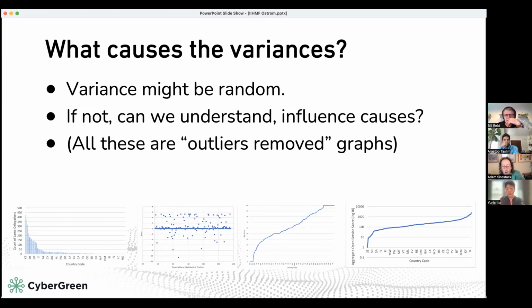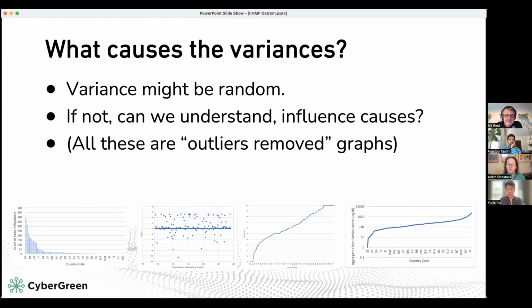But by the way, at the bottom of this slide, all of these graphs are the outliers removed variants of the graphs. And when I look at all of this, the thing that really jumps out most to me is if these variances are not random, then we can figure out what is causing the variance, right?